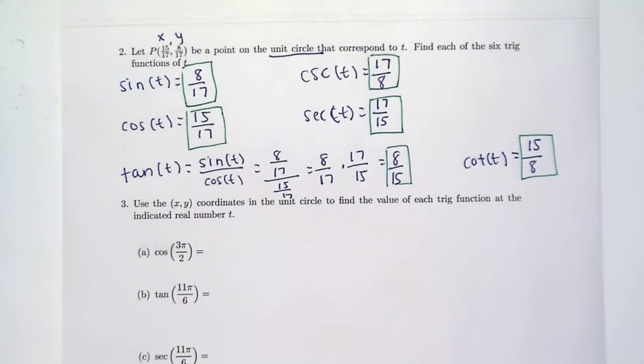Okay, so now, for the next thing that we're going to do, we are going to use coordinates in the unit circle to find the value of each trig function at the indicated real number. And so to do that, we are going to need a unit circle. So I should have provided you with a unit circle to use to work on this example.